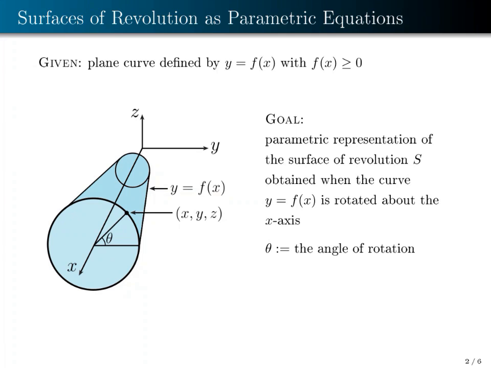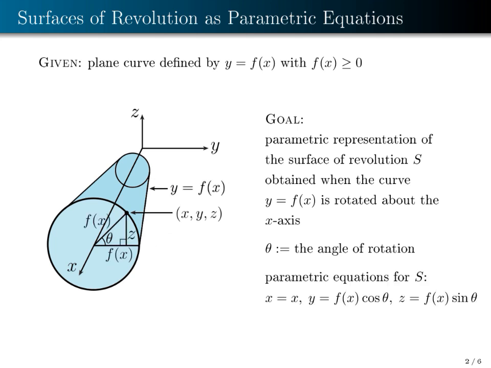To this end, we focus on a particular point (x, y, z) on the SOR. Denote by theta the angle formed when the point on the curve y equals f of x was revolved about the x-axis to obtain the point (x, y, z). Since the curve has equation y equals f of x, then the length of this segment must be f of x. In addition, since the axis of rotation is the x-axis, this segment here is also of length f of x.